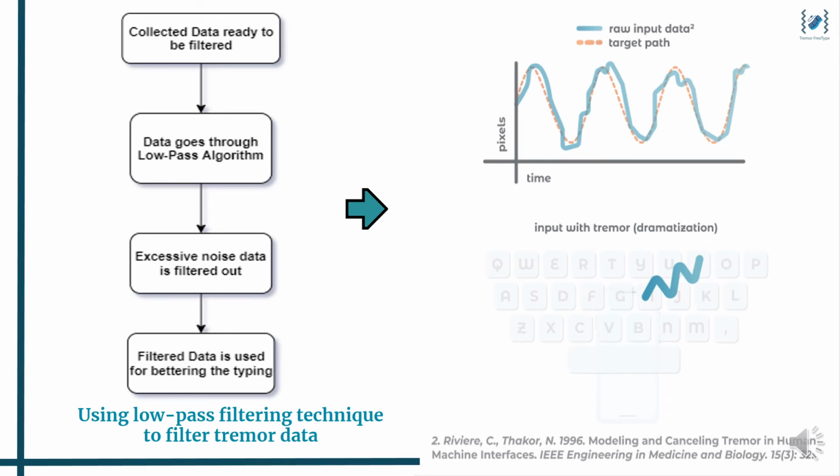The second stage is filtering. We will integrate a low-pass filtering technique to reduce the noise created by the shaking of the swiping digit, which allows the algorithm to more accurately interpret the user's intended swiping path while they're experiencing a tremor. The outcome is a smooth path that more closely resembles the user's target path, which then becomes the input that is used to assess the word the user is attempting to spell.